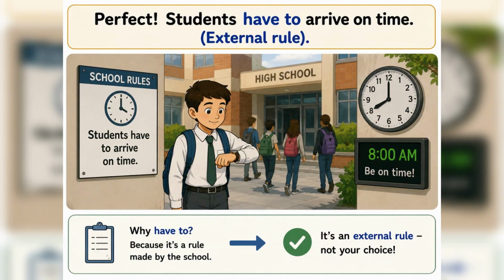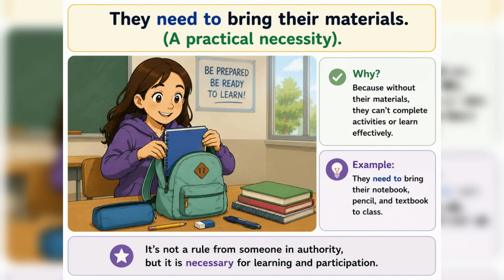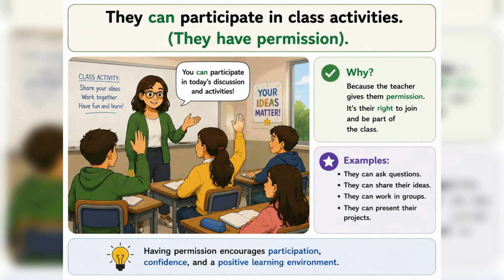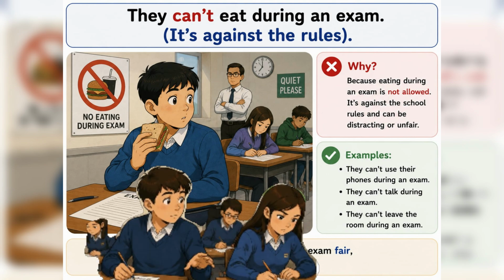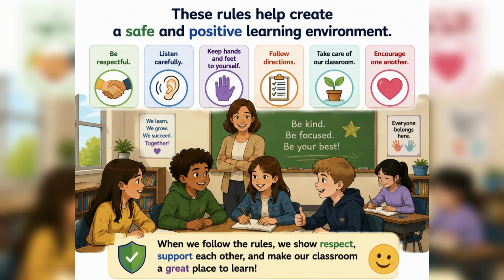Perfect. Students have to arrive on time. They need to bring their materials. It's a practical necessity. They must respect their teachers. They can participate in classes if they have permission. They can't eat during an exam. And they mustn't cheat on tests. It is strictly forbidden. These rules help create a safe and positive learning environment.